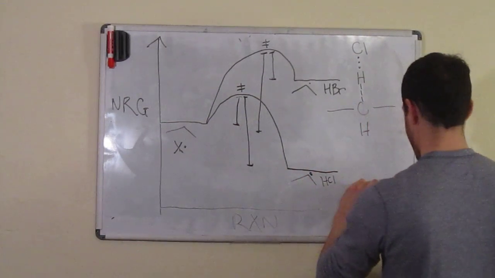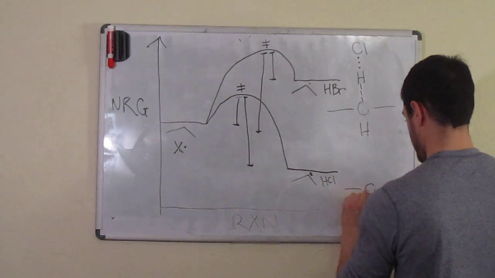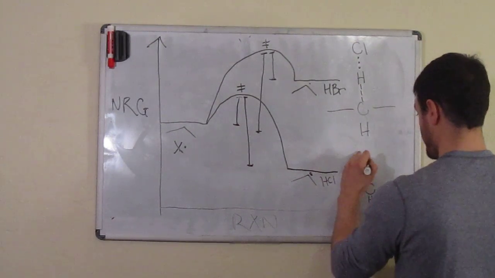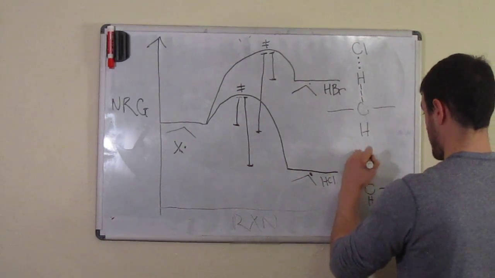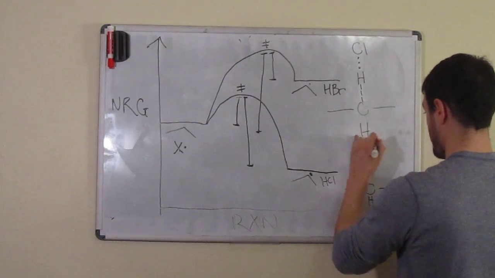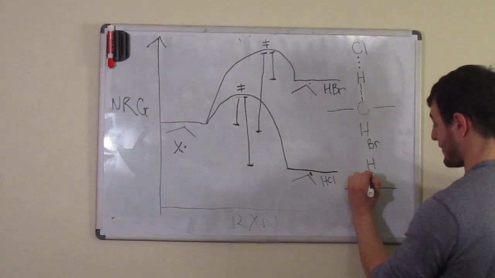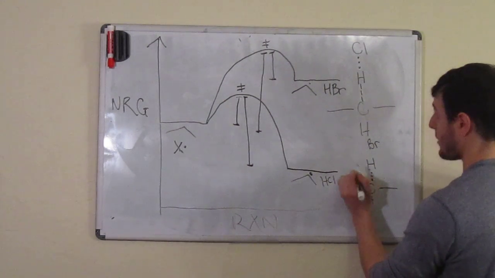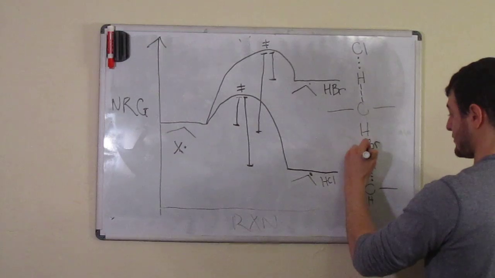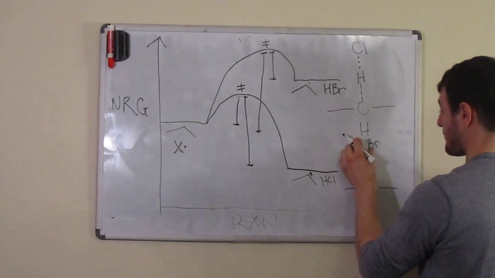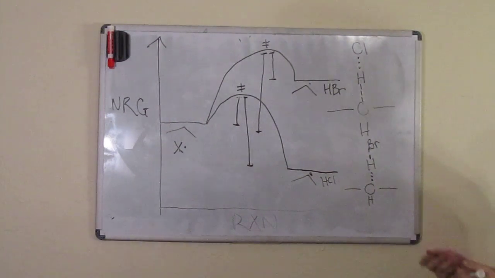So I have our carbon. It's bound. The hydrogen down here. The hydrogen up here is partway between the carbon and the bromine. Except now, since it resembles our products, there's radical character on this carbon, bonding character between the hydrogen and the bromine. So it's going to look like this.